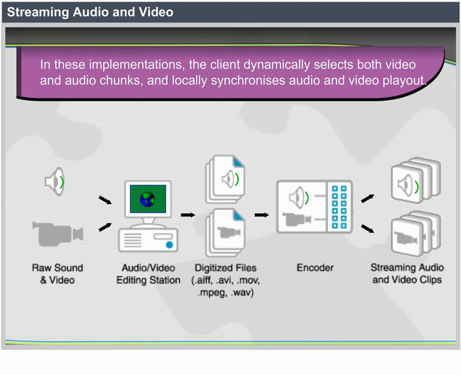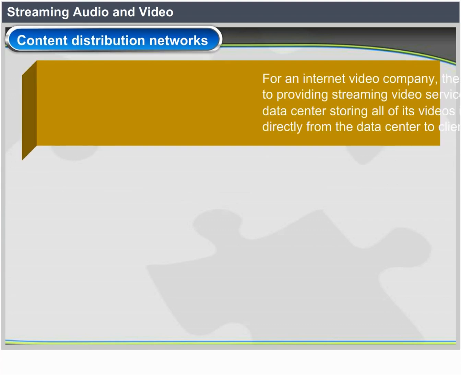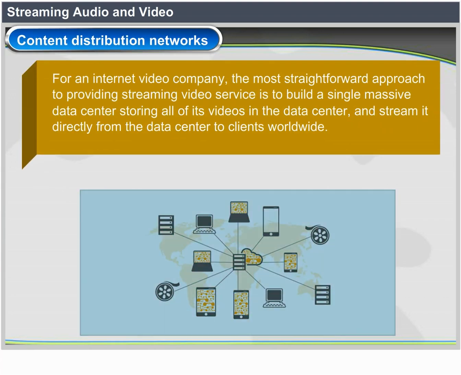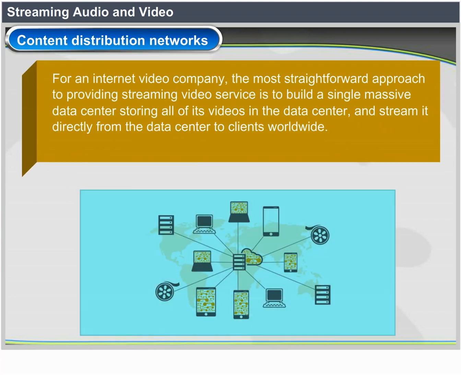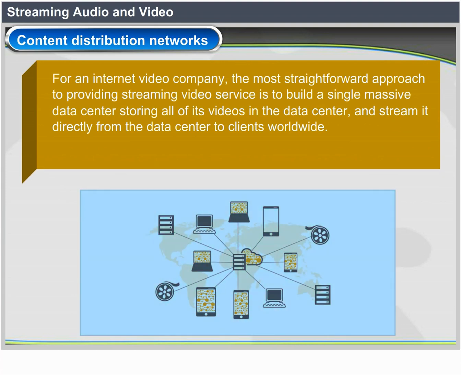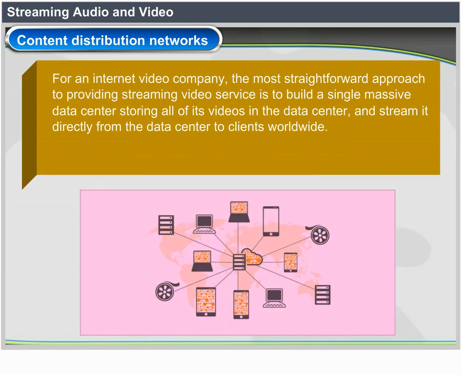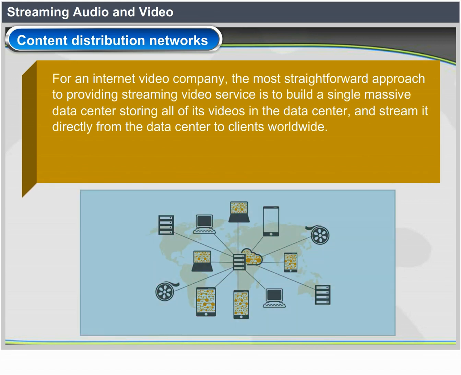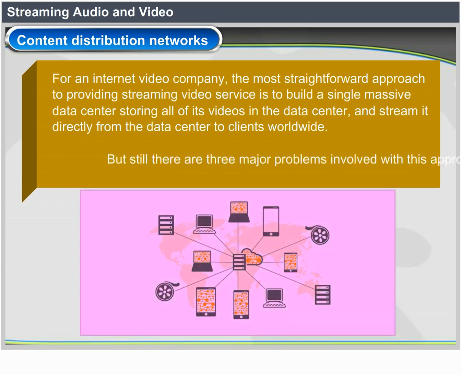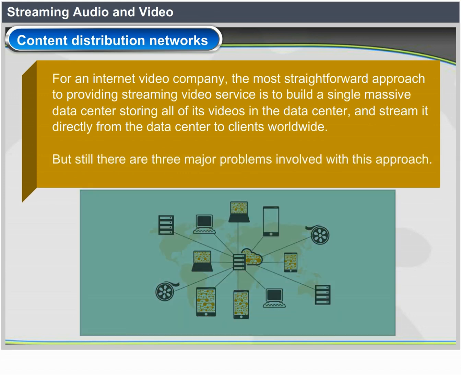Content distribution networks. For an internet video company, the most straightforward approach to providing streaming video service is to build a single massive data center, store all of its videos in that data center, and stream the videos directly from the data center to clients worldwide. But there are three major problems with this approach.